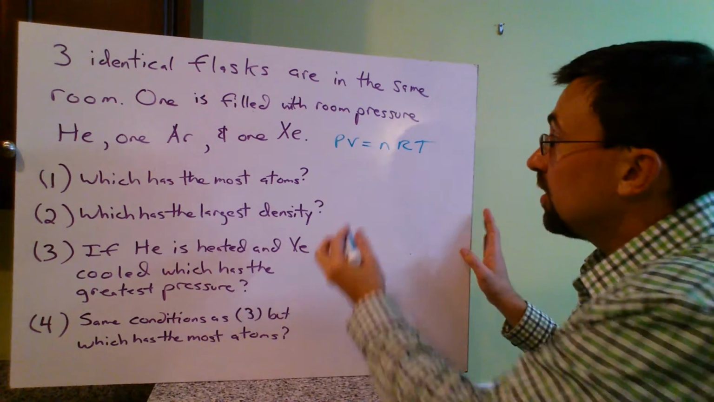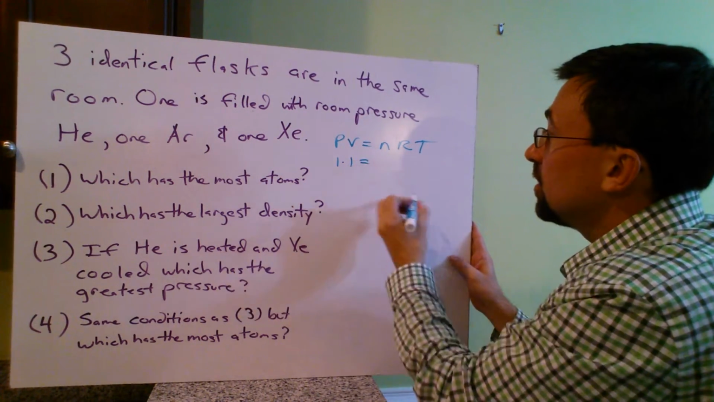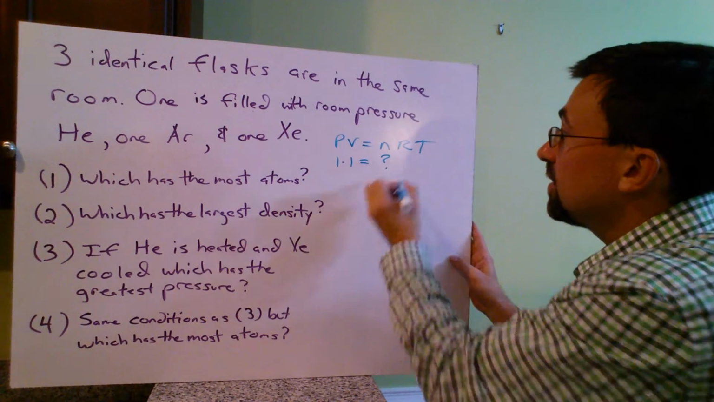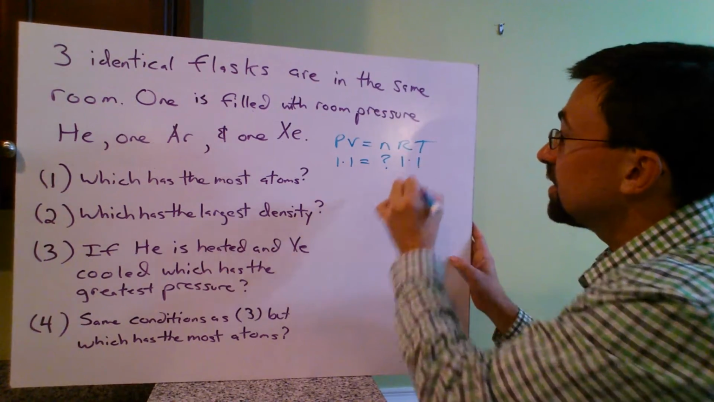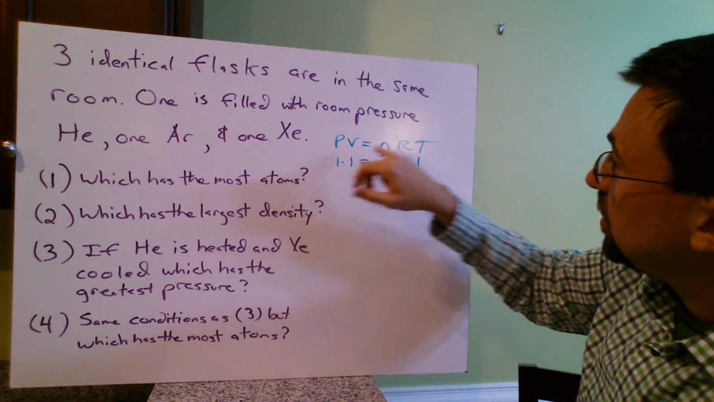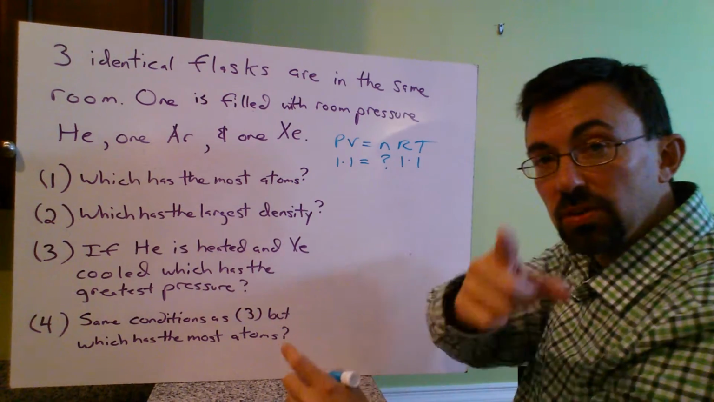Pressure is the same for all of them. Identical flask, volume's the same for all of them. We want to know about the amount. The gas constant's the same. And the temperature is the same because they're all in the same room. If the pressure, volume, and temperature are the same, then the amounts have to be the same. So all these are the same. This is a trick question.